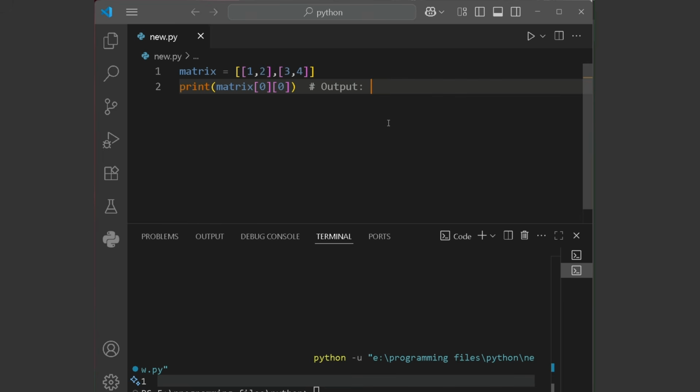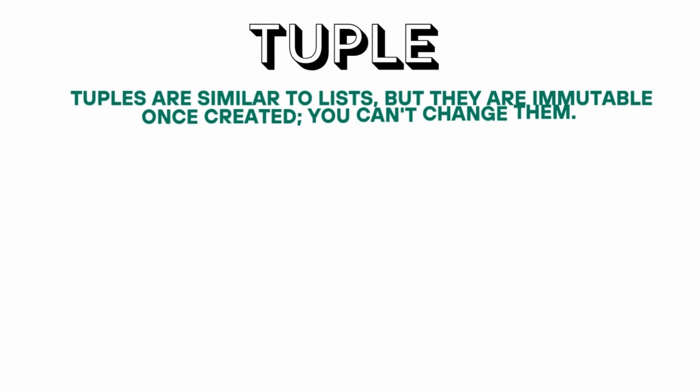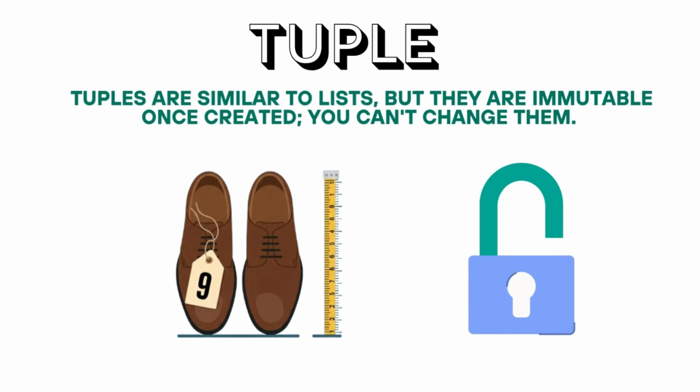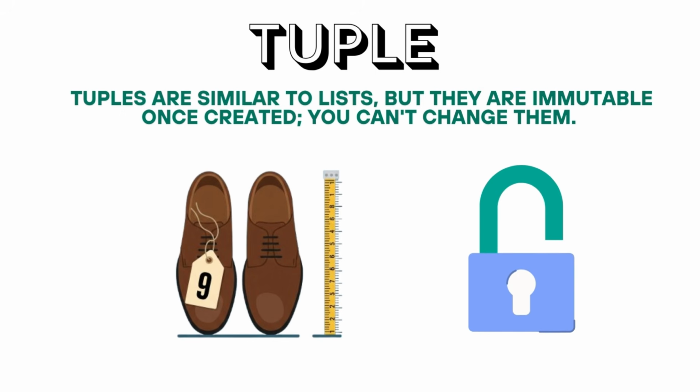It is very useful while writing matrices. What is a tuple? Tuples are similar to lists, but they are immutable. Once created, you can't change them. A tuple is like a pair of your shoe size and height. It stays the same once recorded.